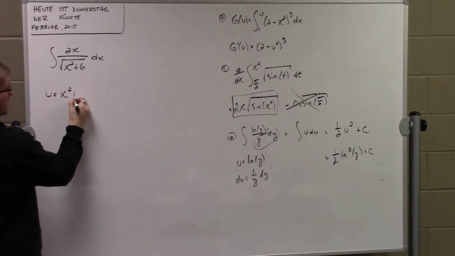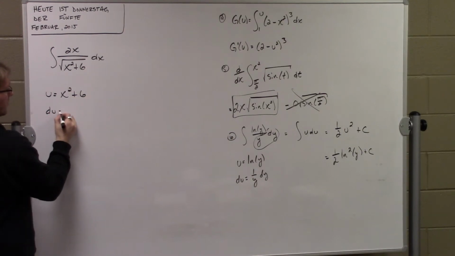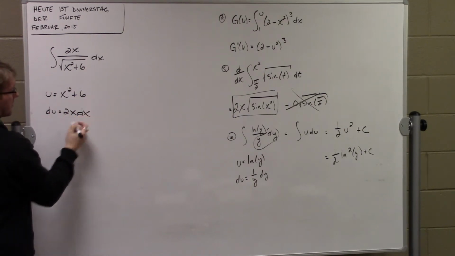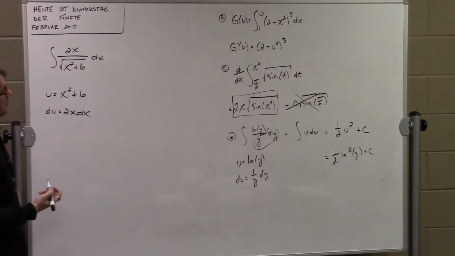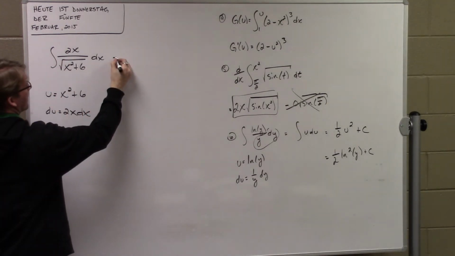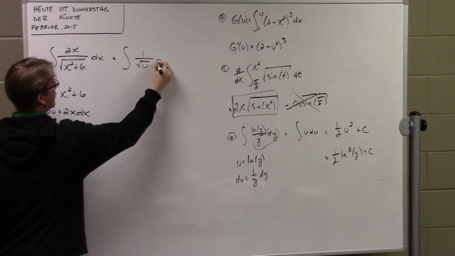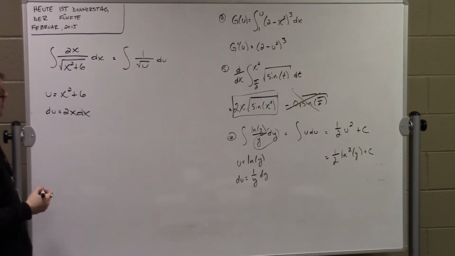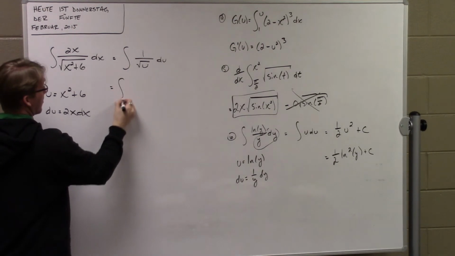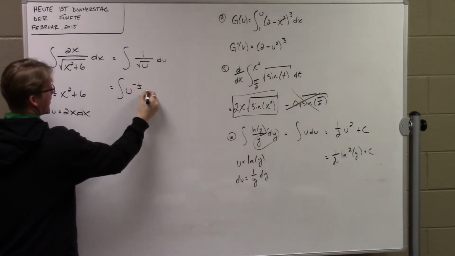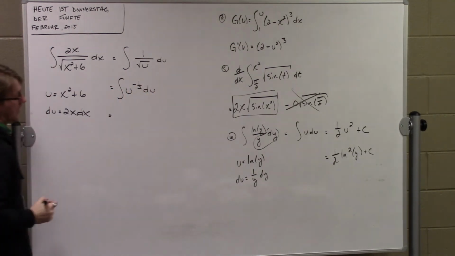We'll let u be x squared plus 6. That makes du 2x dx, and there is no adjustment needed. I don't need to bring that 2 over because it's already accounted for. That gives us the antiderivative of 1 over square root of u du, which I would write as u to the negative 1/2 du, and then take an antiderivative.